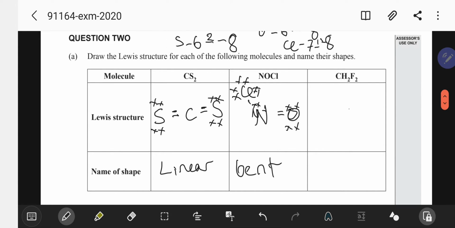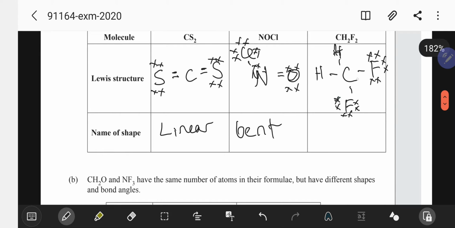CH2F2. So carbon is a central atom. It's going to want 4 bonds. So H, H, F, F. The hydrogens are happy. The carbon's happy. These fluorines want 8 electrons around it. So 2, 4, 6, 8. 2, 4, 6, 8. With these lone pairs, now the fluorines are happy too. So there's 4 areas of negative charge, no non-bonding regions, so it's going to be a tetrahedral shape.